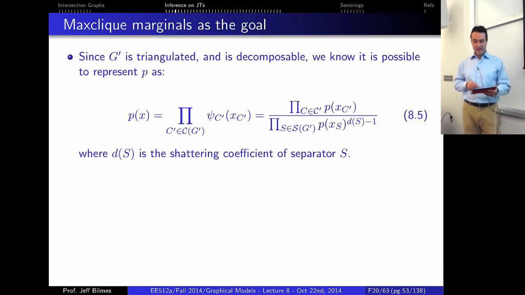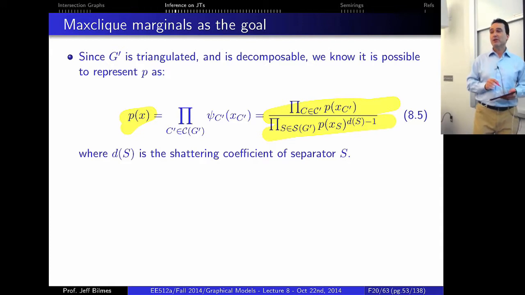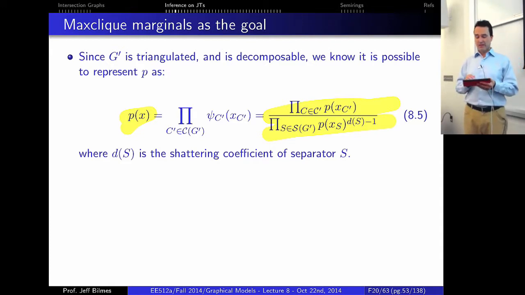remember that if the graph is triangulated, we know that it's possible to represent the probability distribution in almost exactly the same form, but where the numerators are actual true marginals that we want, and the denominators are actual true marginals that we want. The numerators are marginals over Maxcliques, the denominators are marginals over separators. So we have this representation down here.